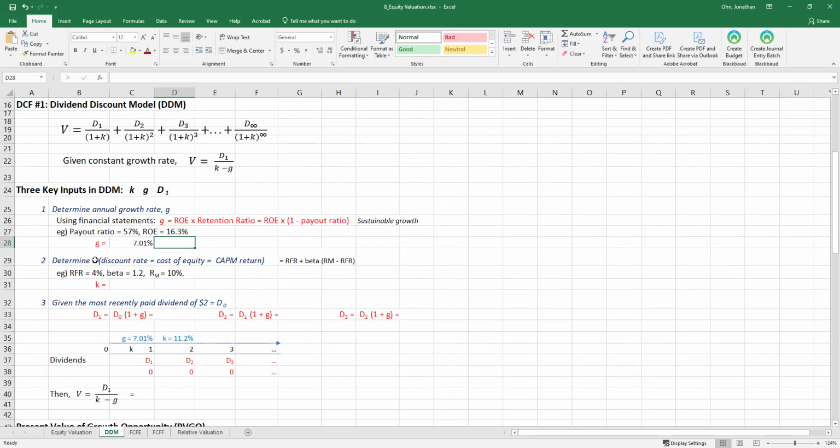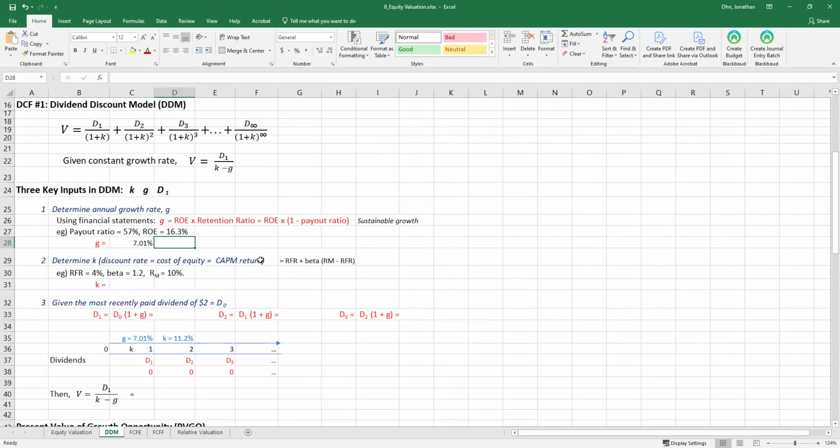That's the discount rate or cost of equity. Now, cost of equity, how do you estimate this one? Do you remember the capital asset pricing model? Capital asset pricing model. That's a theoretical required rate of return.